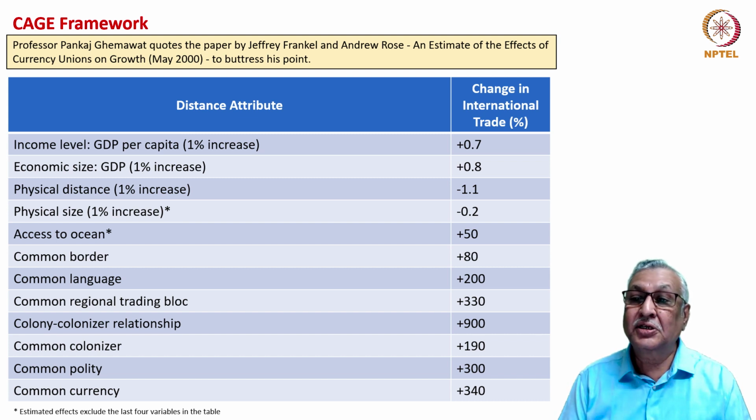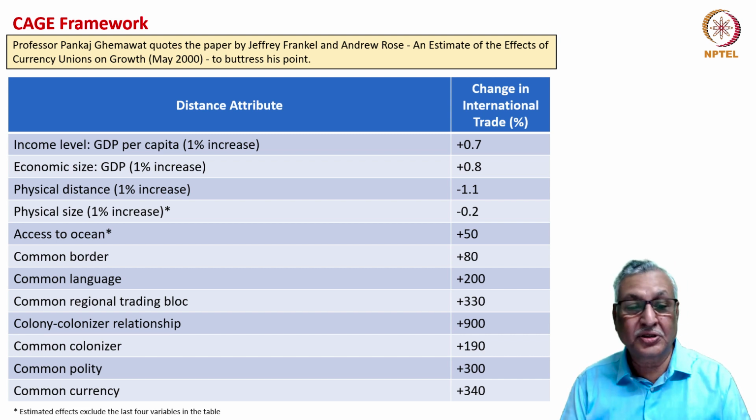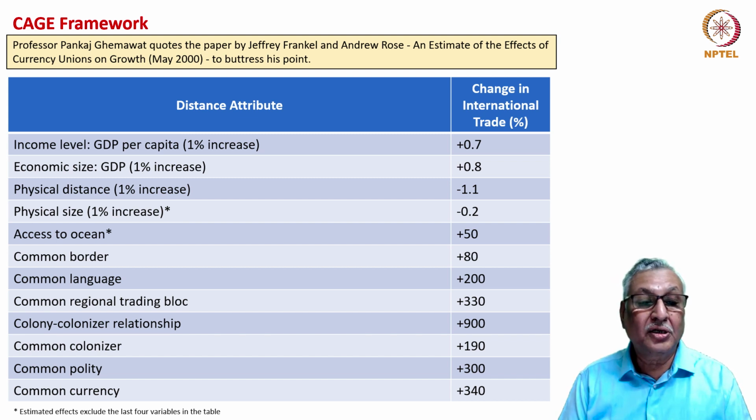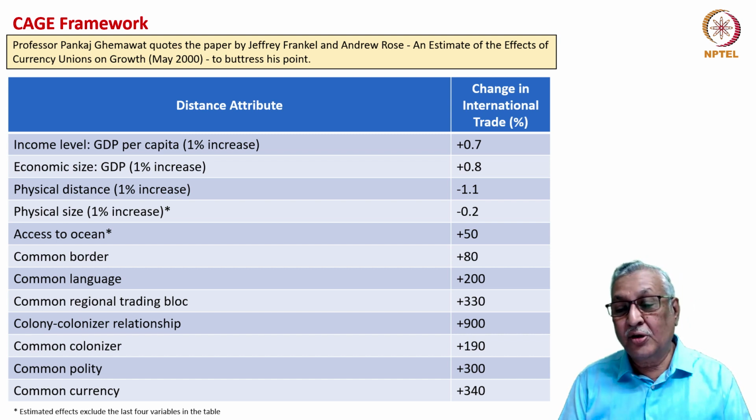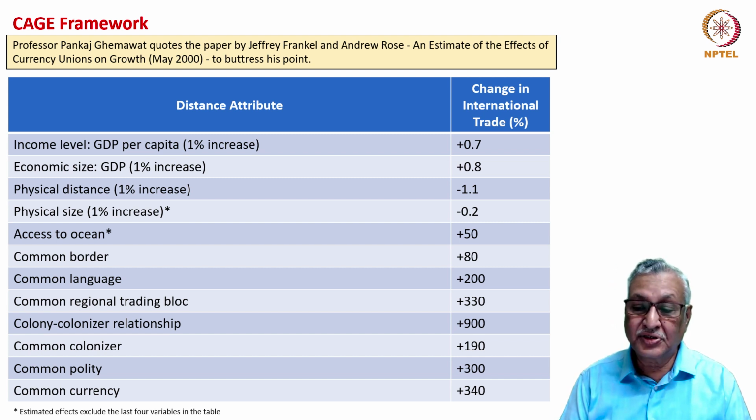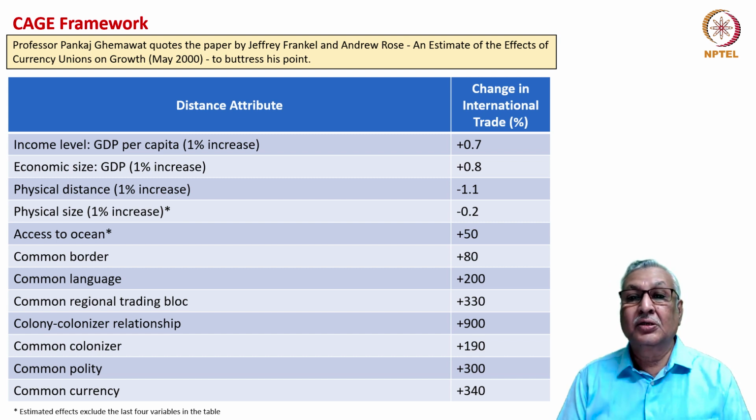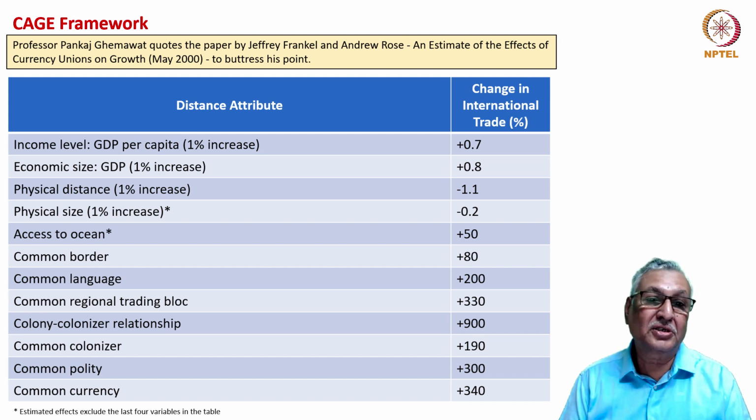Access to ocean increased trade by 50%. Common border, by 80%. Common language, by 200%. Common regional trading bloc, by 30%. Colony-colonizer relationship had the maximum impact in terms of the change in international trade, 900%. Common colonizer, 190%. Common policy and polity, 300%. Common currency, 340%. Colonial rule has had a great impact in increasing international trade.